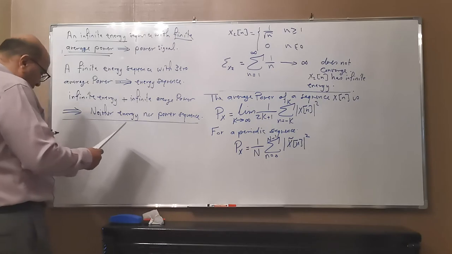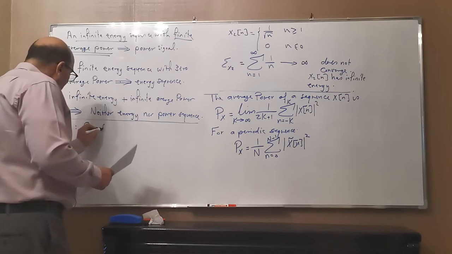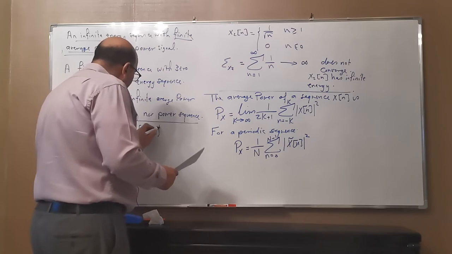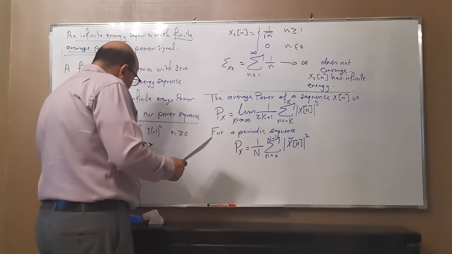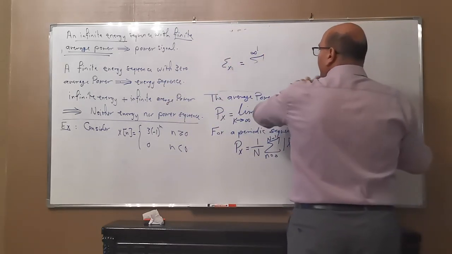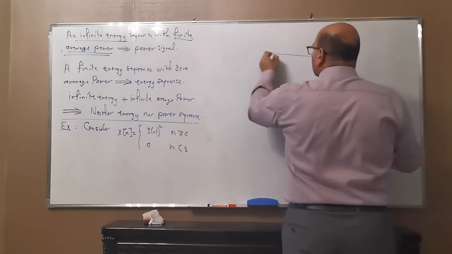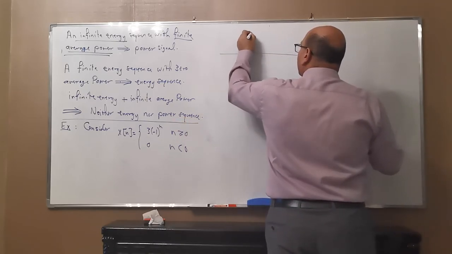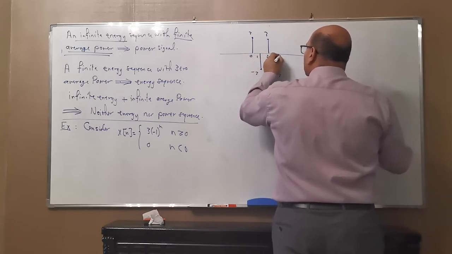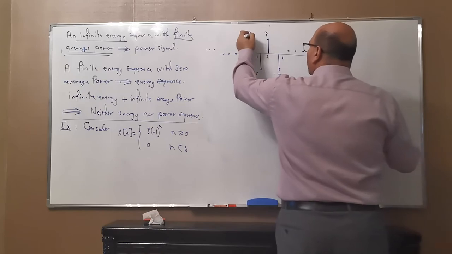Okay, a small example on the average power. See how we can find it. Consider x of n equal to 3 times minus 1 to the power n for n greater than or equal to 0, and 0 for n less than 0. Let's just draw it to see some insight. The sequence starts from 0 with a value of 3, then minus 3, 3, minus 3, at n equals 0, 1, 2, 3. This continues, and we have zeros on the negative side. So it's all 3 or minus 3 values.